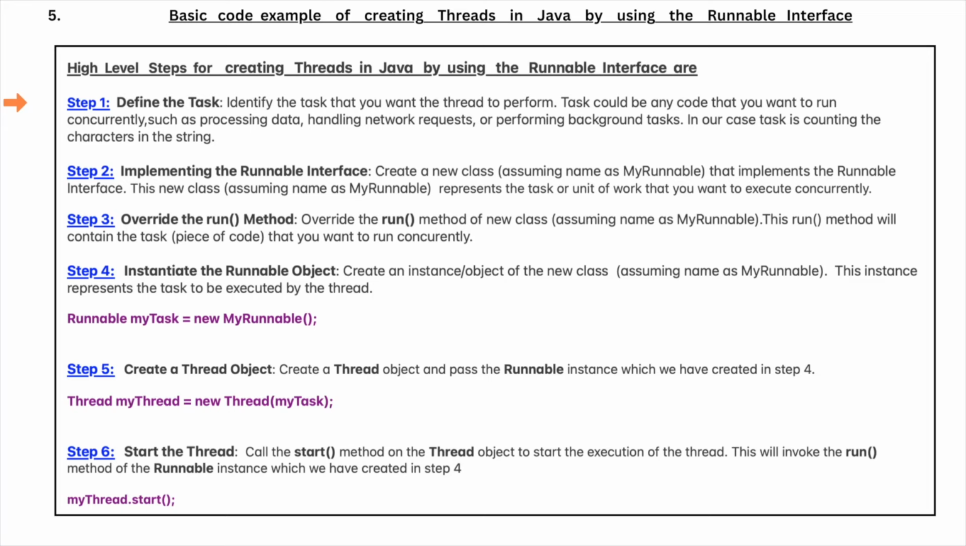Define the task. Identify the task that you want the thread to perform. Task could be any code that you want to run concurrently, such as processing data, handling network requests, or performing the background tasks. In our case, task is counting the characters in the string.